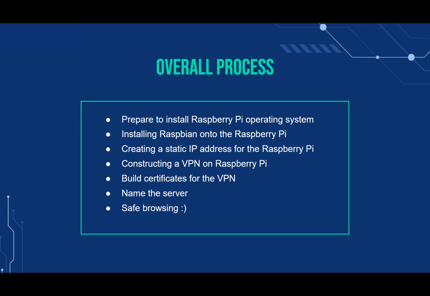So the overall process for this, kind of simplified, was that we prepared to install the Raspberry Pi operating system. So this is installing Raspbian onto the Raspberry Pi. And then after this, we created a static IP address for the Raspberry Pi. And then we constructed a VPN on the Raspberry Pi. Then after this, we had to build certificates for the VPN. And then after that, we just named the server. And then after this, my partner Nathan here will take over and he'll just do his part on this slide.